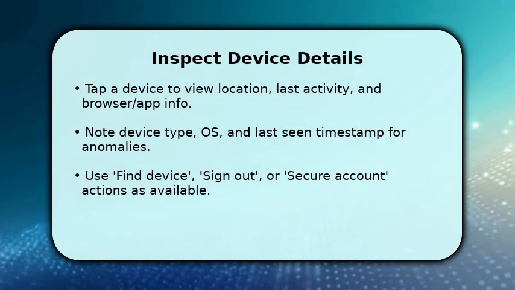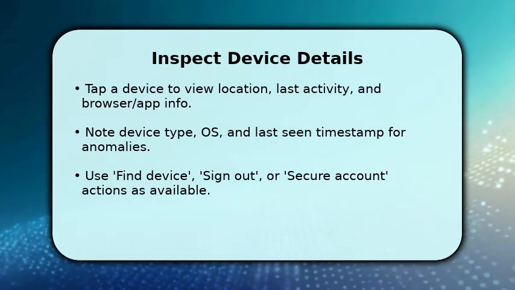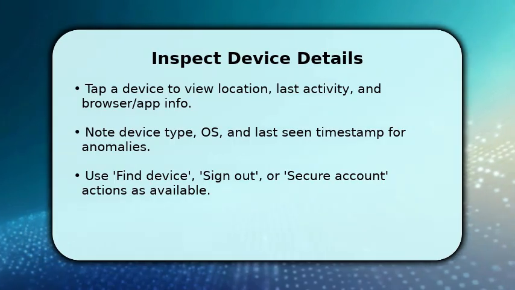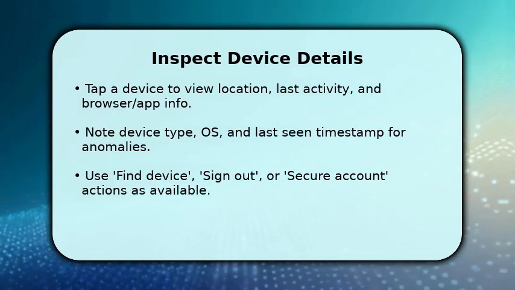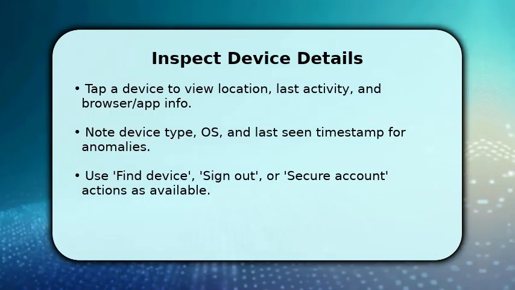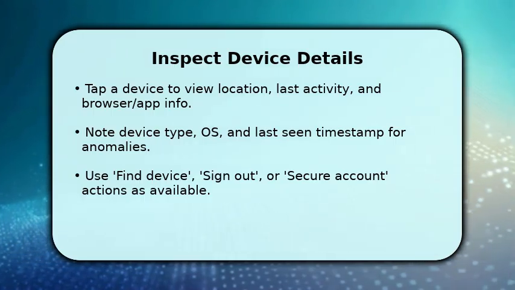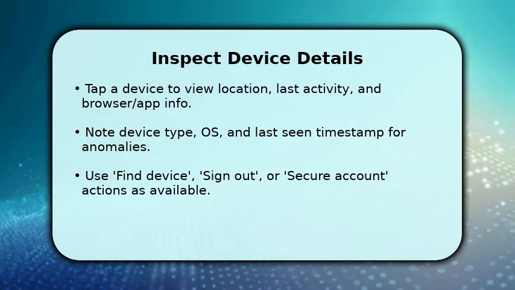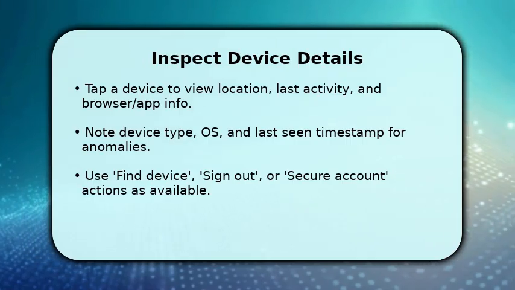Once you see the device list, tap any item to reveal details like approximate location, last active time, device model, and browser or app used. This helps you spot unfamiliar entries. Look for devices you don't recognize or locations that don't match.